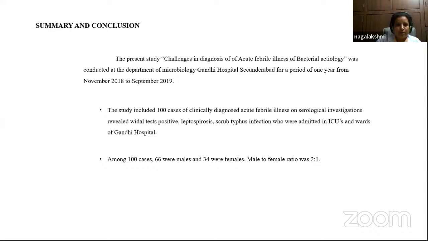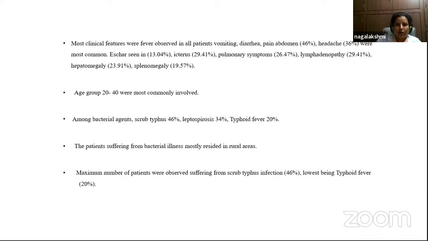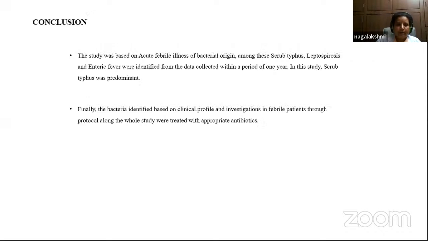Male to female ratio is 2:1, and the most common clinical features observed in all patients were vomiting, diarrhea, pain abdomen, headache, and Eschar was seen in 13% of patients. And the age group of 20 to 40 was most commonly involved. Among the bacterial agents, Streptococcus was most common at 46%, leptospirosis 34%, typhoid fever 20%. Patients suffering from bacterial illness mostly resided in rural areas. Maximum number of patients were suffering from Streptococcus infection, lowest being typhoid fever.